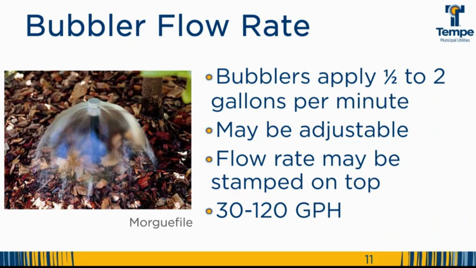Occasionally I see bubblers on the same valve, same watering zone as a drip emitter, and it's impossible to be efficient with those mixed together. One applies a couple gallons per hour, one applies a couple gallons per minute. And to add to that, bubblers can be adjustable. So although the flow rate may be stamped on top, it can range from 30 to 120 gallons per hour. So again, very difficult to have a bubbler on the same system as a drip emitter that will be providing a couple gallons per hour while that bubbler is then applying up to 120 gallons in that same hour.